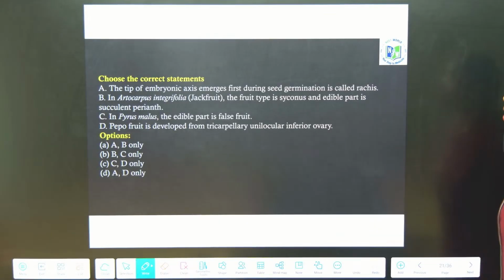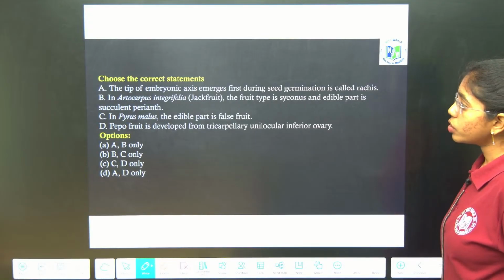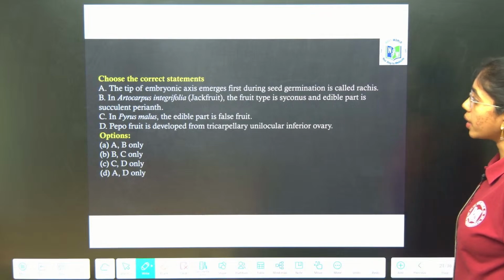Choose the correct statements. The tip of embryonic axis emerges first during seed germination is called as rachis. No, it is not rachis, it is called as what? Radicle.